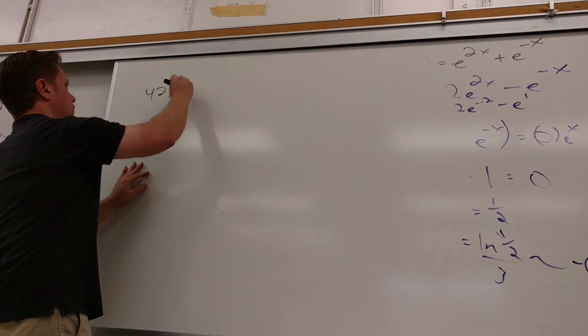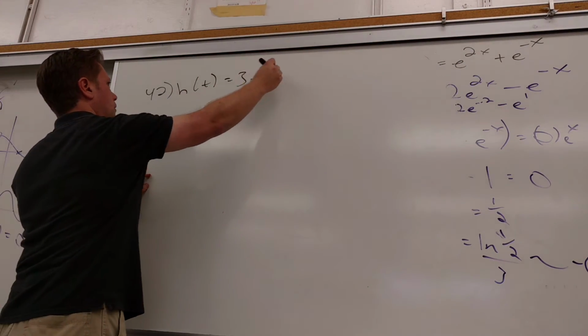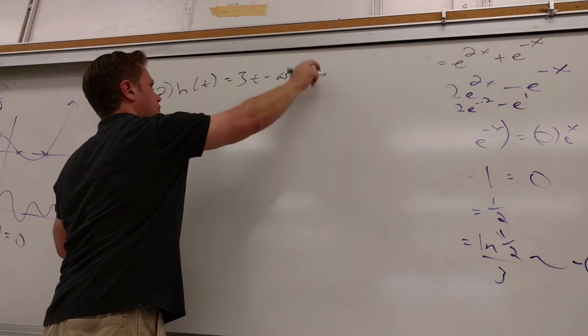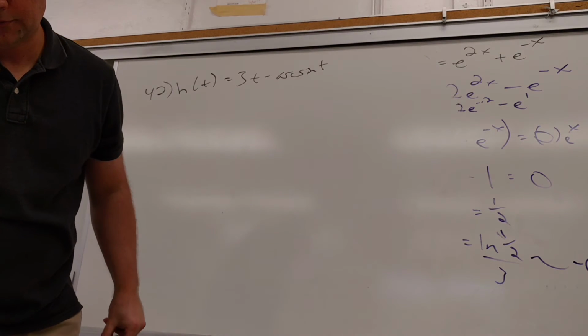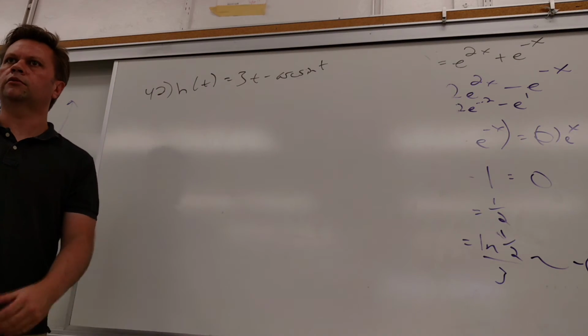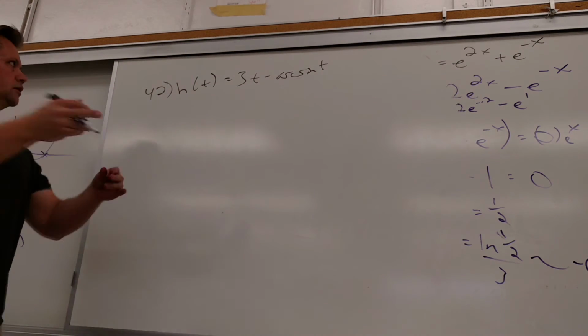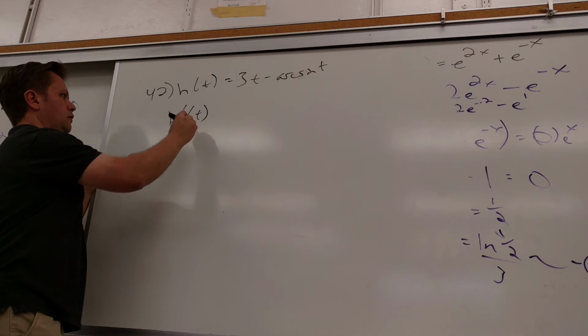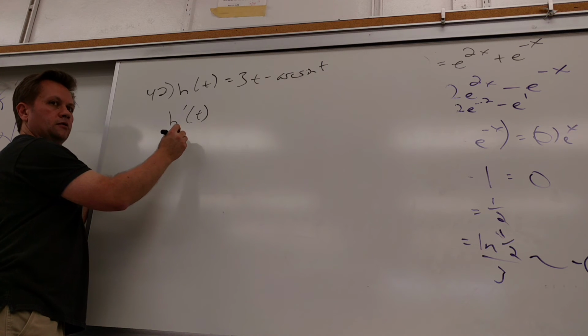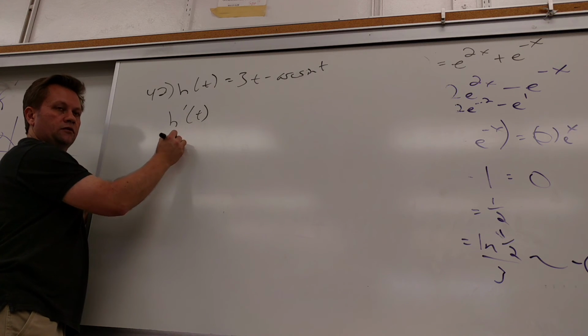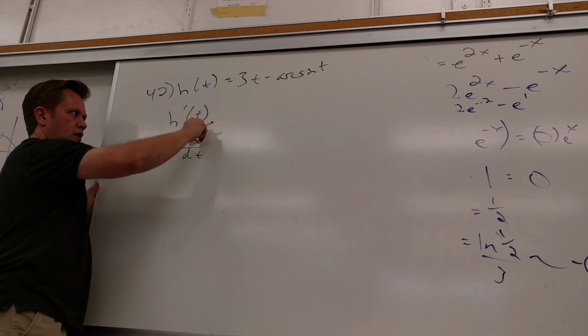H of t. Arcsine. It says find the critical numbers for this function. So, of course, I'm going to take a derivative. Somebody remind me, what's the other way to write this? What's the other way to write the derivative? dh/dt, because that's the variable.